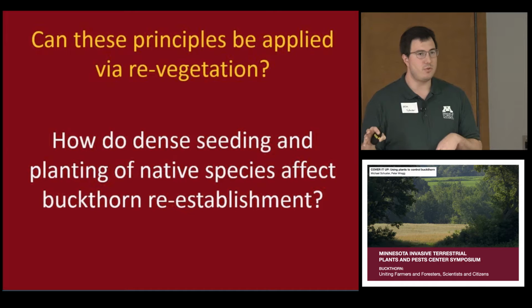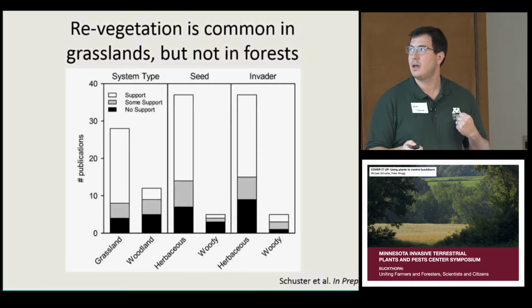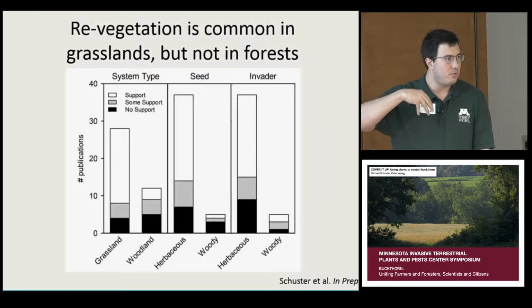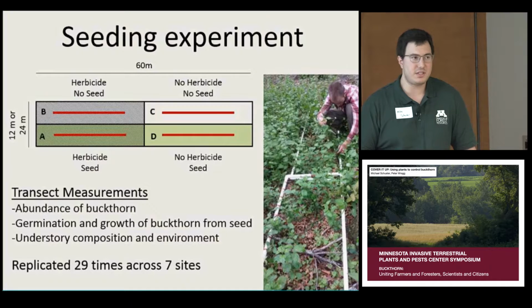See if there's a way we can put different species into those systems to keep buckthorn out over the longer term. So specifically, we asked, how do dense seeding and planting of native species affect buckthorn reestablishment? And I should note, I don't want to lean too heavily on this, but basically revegetation as a restoration technique, as a way to keep invasive species out, is most commonly done in grasslands with less application in forested systems. So that lends a little bit of novelty to our experiment here, looking at how to use plants to suppress buckthorn.